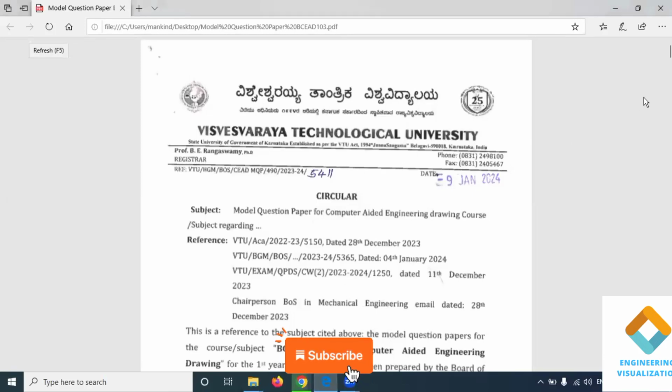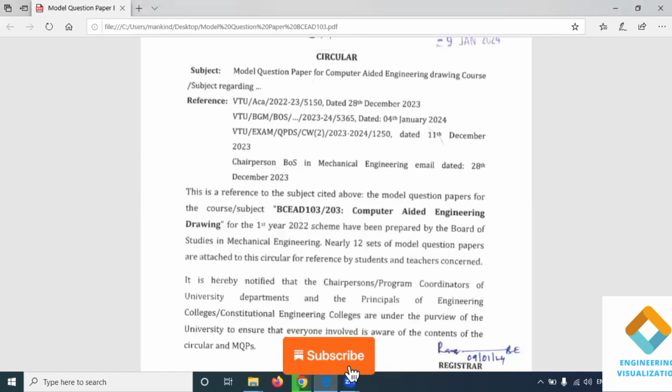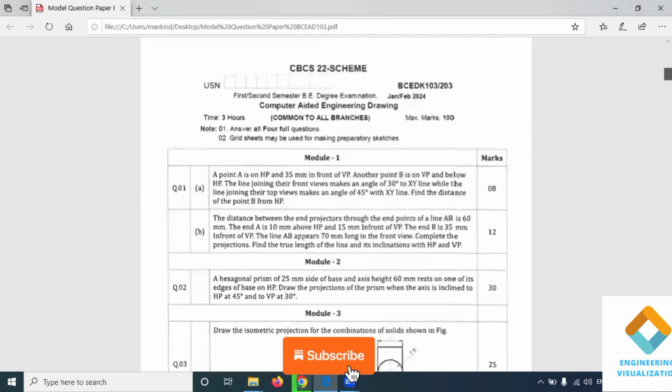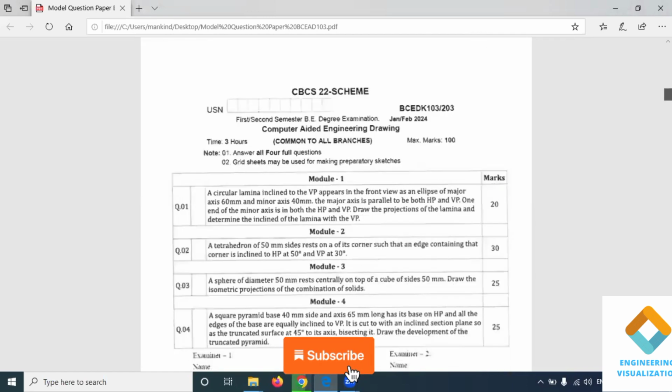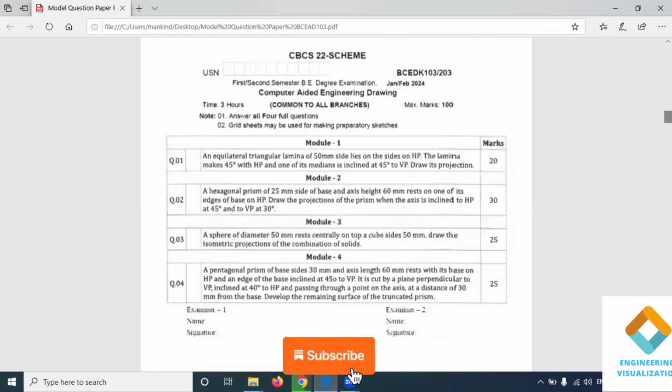Today we are going to solve model question paper 3, VTU Computer Aided Engineering Drawing. I welcome all of you students for this particular session. In this video we are going to solve problem number 1 in model question paper 3. In this paper they will be giving an equilateral triangle problem with beta angle. Watch till the end, and you will be able to understand each and every step in the problem.